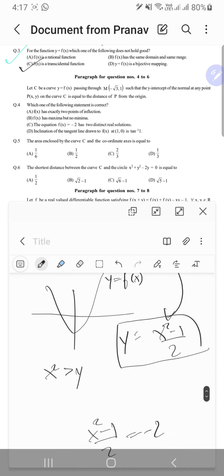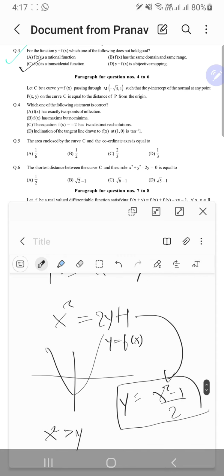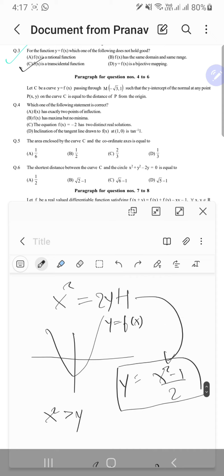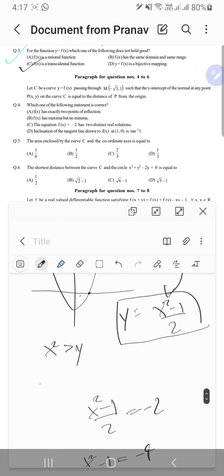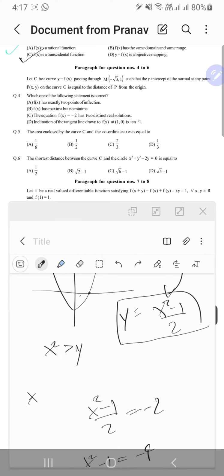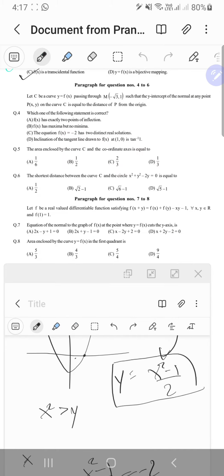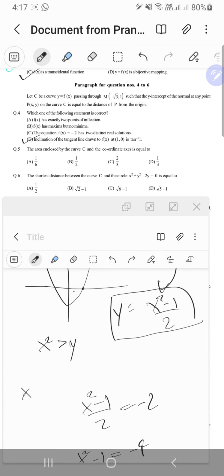Inclination of the tangent line drawn to f of x at 1 comma 0 is tan inverse 1. Well, 1 comma 0, of course it sits on this, and it also satisfies this condition. We want the inclination of the tangent line drawn at 1 comma 0. y dash would just be x, that's it. So at that point the slope is going to be 1, so yes, it's tan inverse of 1. This is the correct thing. So the first one is D.